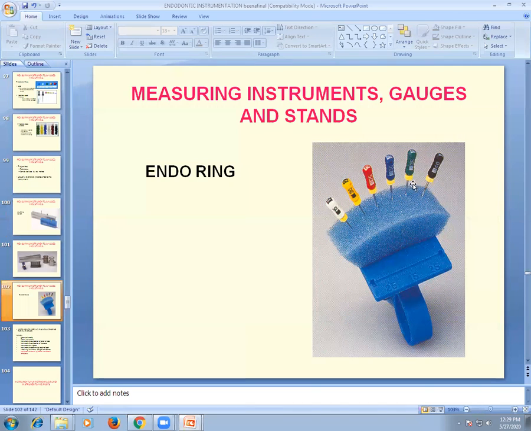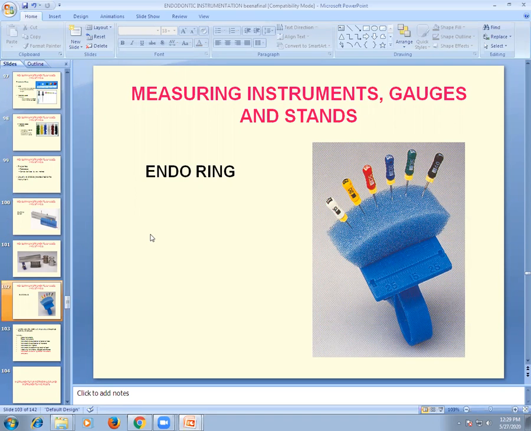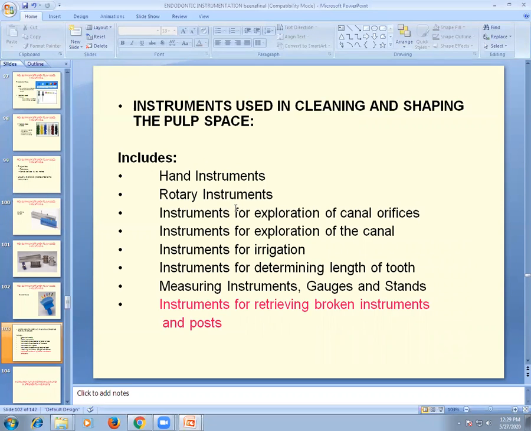This is the endo ring, in which after each use of a file you can just insert it into the sponge. The sponge can be replaced or autoclaved, and this is usually filled with hypochlorite. This ring can be worn on your finger and it makes usage easy.